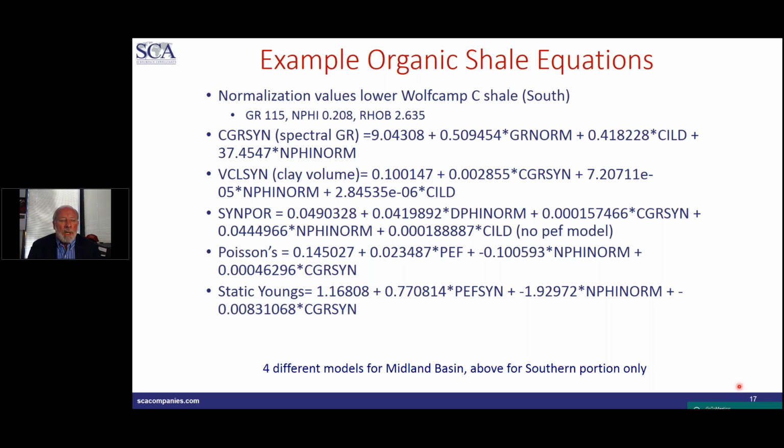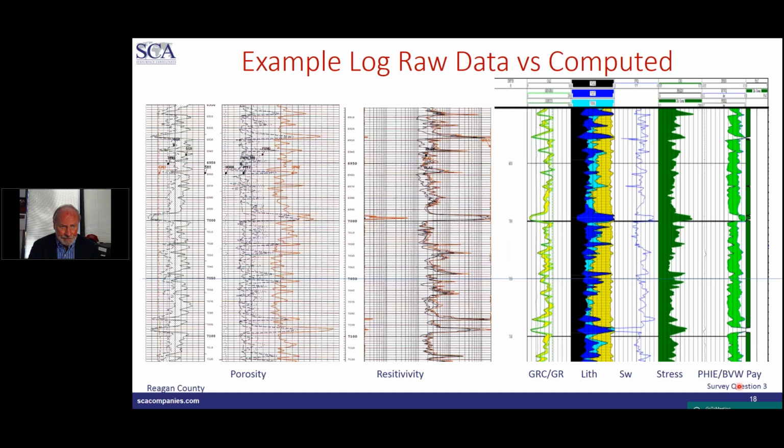There's an example raw log from Reagan County, Midland Basin. You see the unnormalized spectral gamma ray on the left here. Even in your good shales, you're going to have a spread there. So you have to multiply the spectral, usually by about a 1.5, 1.6, depending on the service company. But we've got that over here. You'll notice we've actually got the normalized values over here.